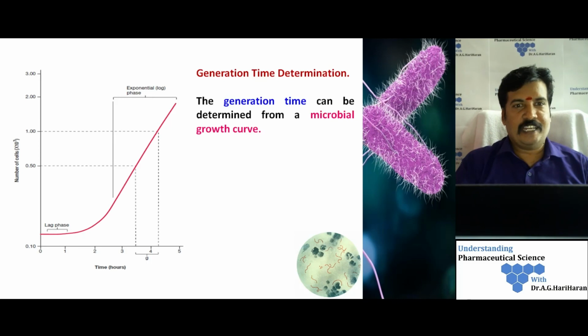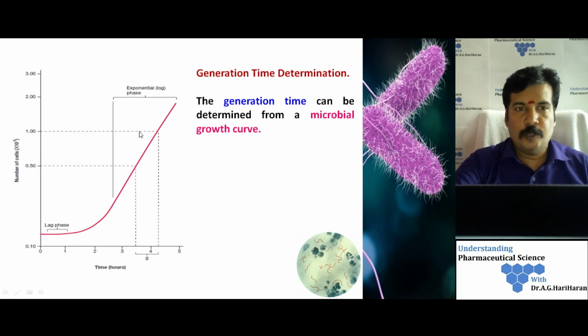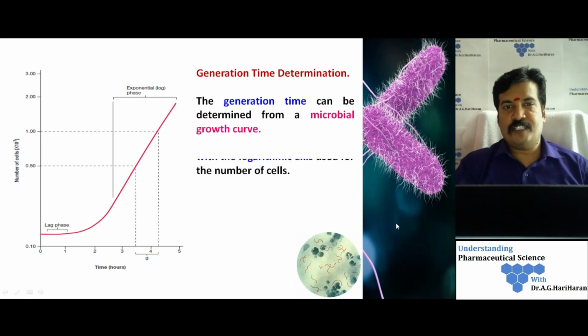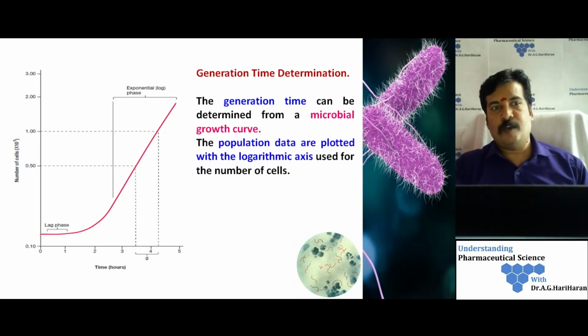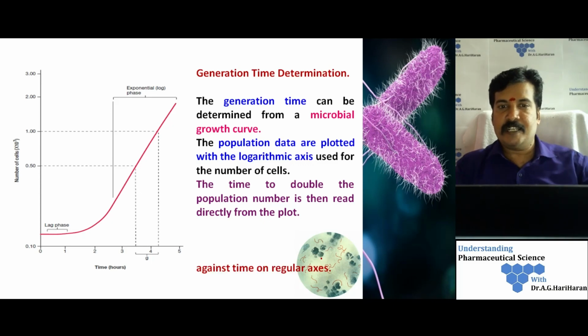So we can see how we can calculate the mean generation time with this graph. The 0.5 is the value that we have put at the time we have calculated it. Then its double number of cells is 1.00. 0.5 into 2 is 1.00. So we have marked in the exponential phase and we can directly get the mean generation time from the graph. The graph is plotted with the logarithmic population data on the y-axis and the time in hours on the x-axis. So we can directly get the mean generation time.